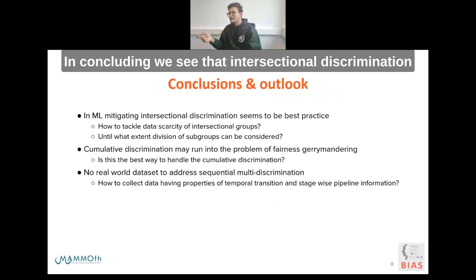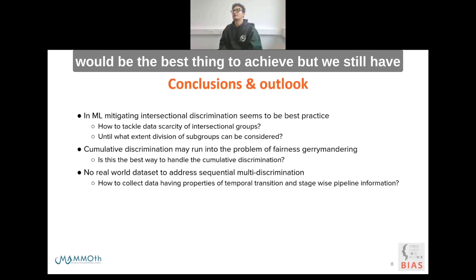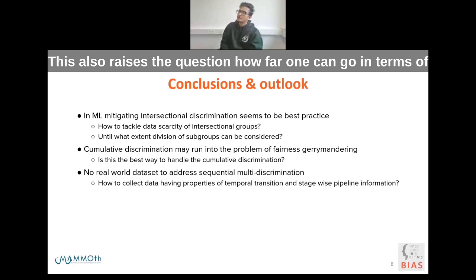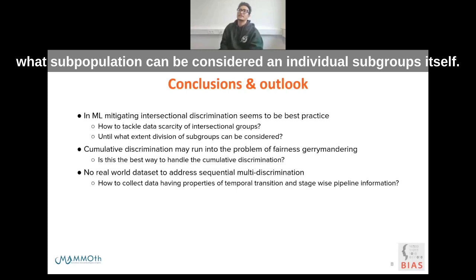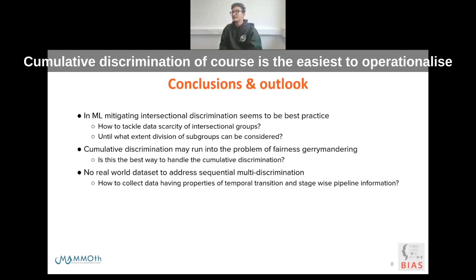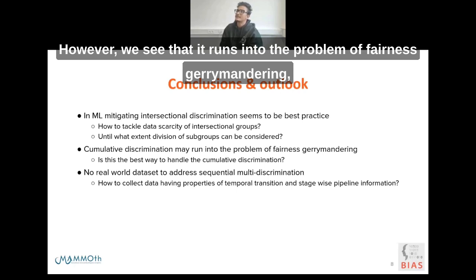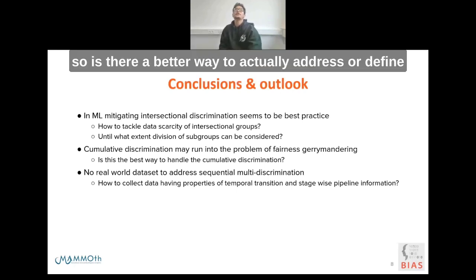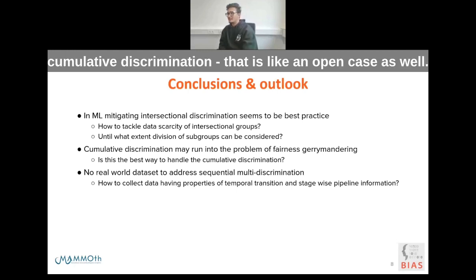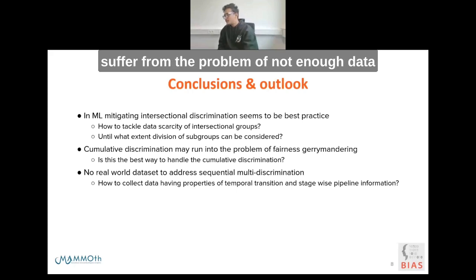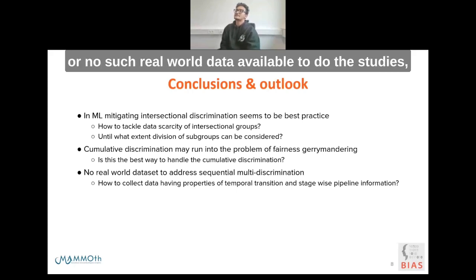So in concluding, we see that intersectional discrimination would be the best thing to achieve, but we still have the problem of data scarcity with respect to certain intersectional groups. This also raises a question of how far one can go in terms of defining what subpopulation can be considered an individual subgroup itself. Cumulative discrimination, of course, is the easiest to operationalize definition of discrimination in ML. However, we see that it runs into the problem of fairness gerrymandering. So, is there a better way to actually address or define cumulative discrimination? That is an open case as well. And sequential discrimination, which requires a different attention, suffers from the problem of not enough data, or no such real-world data available to do the study itself. So, we need to collect data as well.